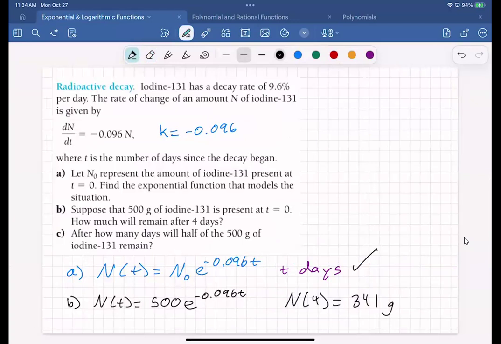With this part here, though, the next thing says, after how many days will half of the 500 grams of iodine remain? Okay, do we need to go through and solve this? Because really what they're saying is to set up this equation. So if we look at part C, 250 equals 500 e to the negative 0.096 t. Do I need to go through and do all that solving though? Does the exponential decay completely change the behavior of an exponential from what we looked at last week with the uninhibited growth?